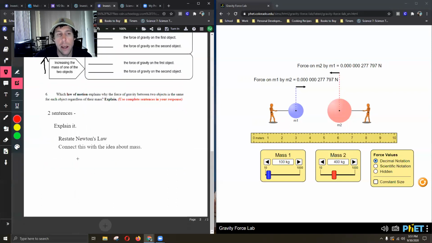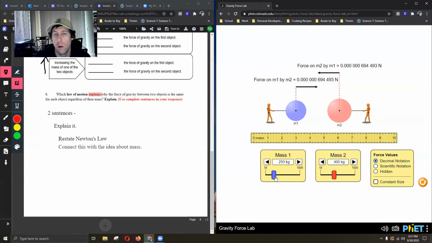Finally, you will explain why the force of gravity is the same on both objects. Why is it that no matter what you do, whether you're changing the mass or the distance, the force of gravity is the same on both objects? Why is it when one pulls on another, the other object pulls back with an equal force, but opposite in direction? So what I want you to do is explain that to me here, and do that by restating which one of Newton's laws is applying.